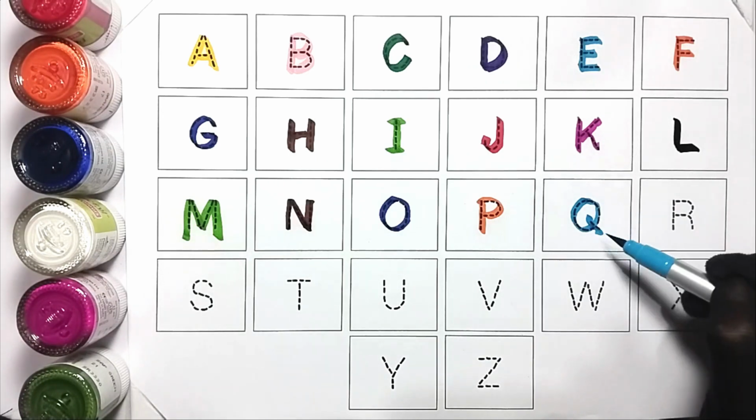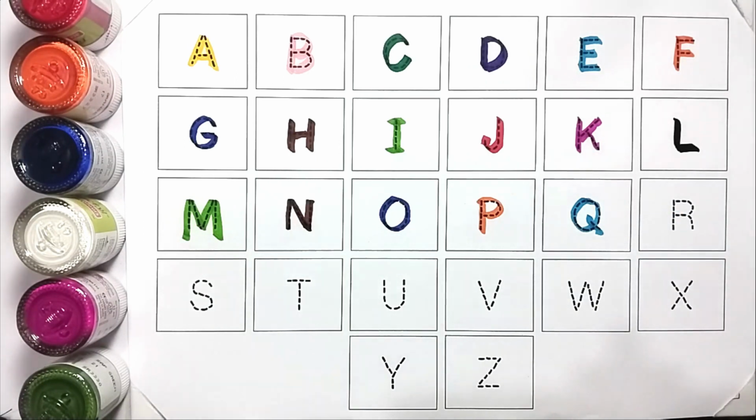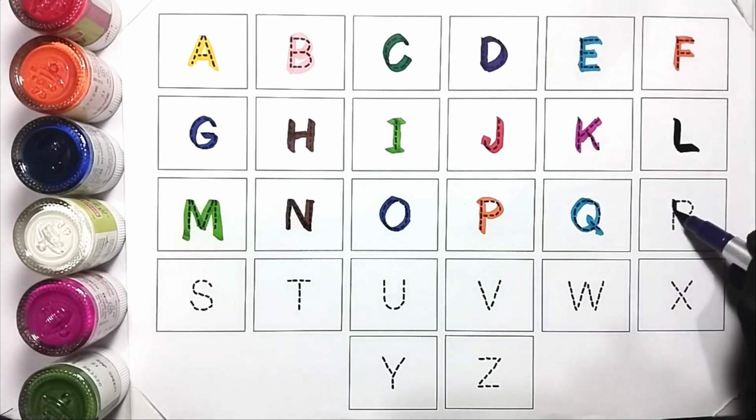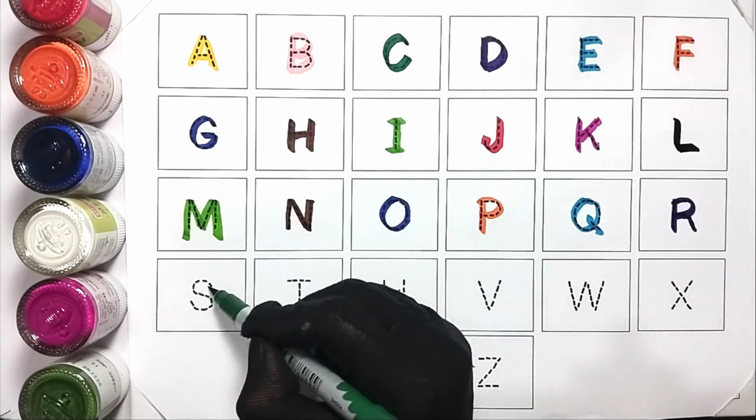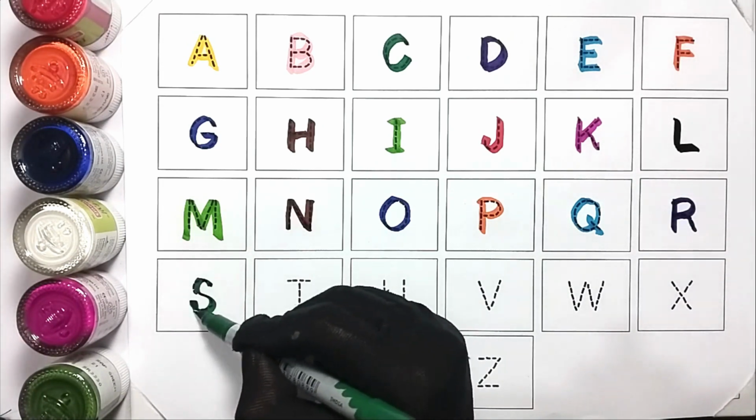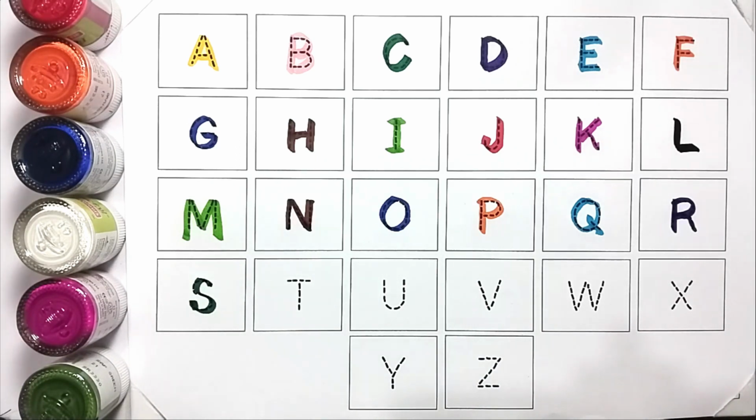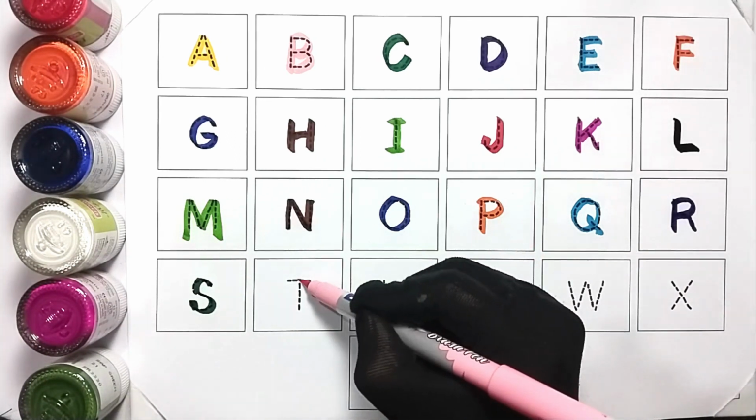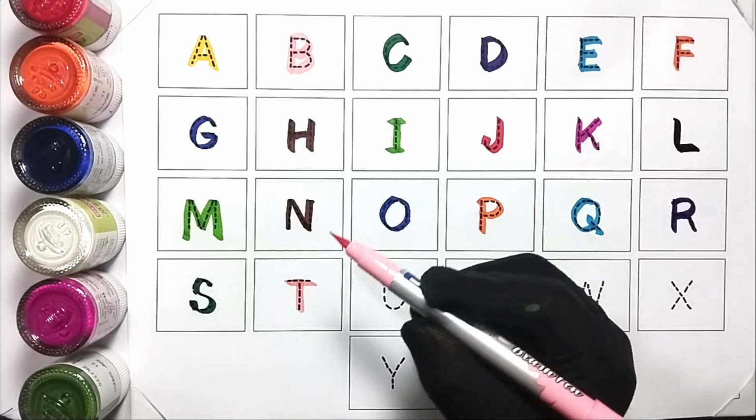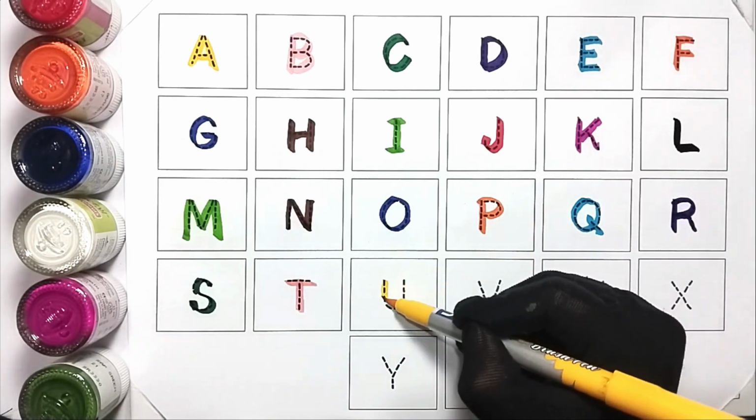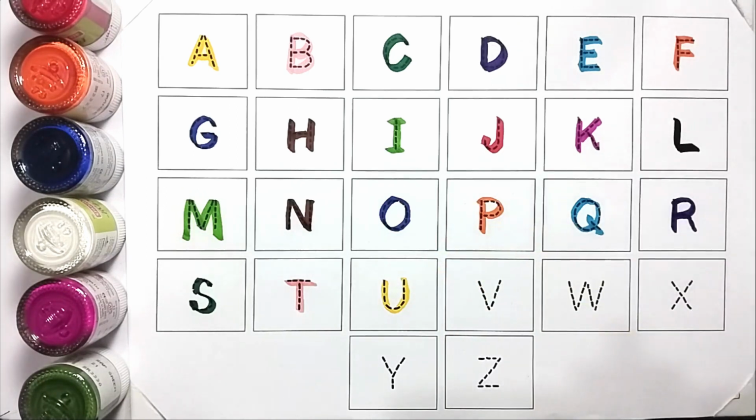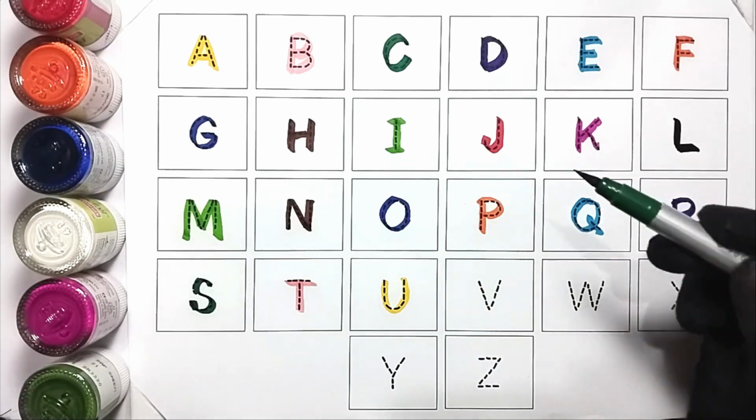Q for quail, purple color. R for rat, green color. S for sheep, light pink color. T for tree, yellow color. U for uncle, green color.